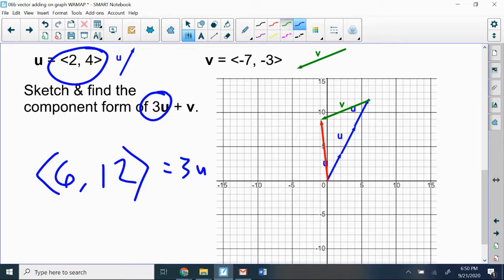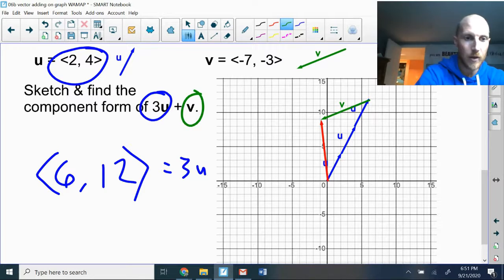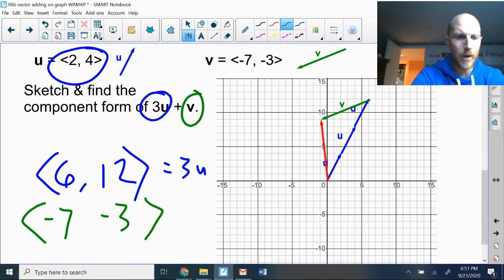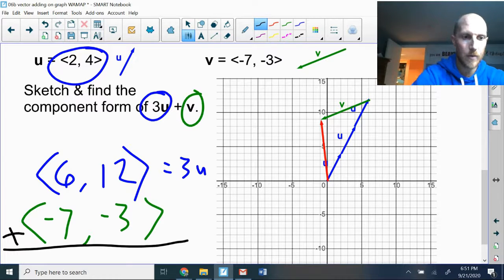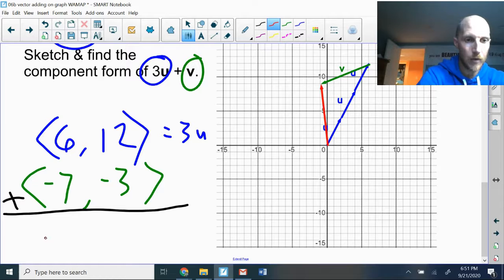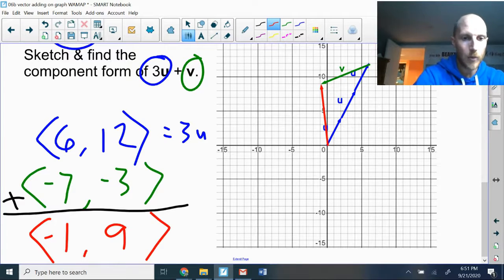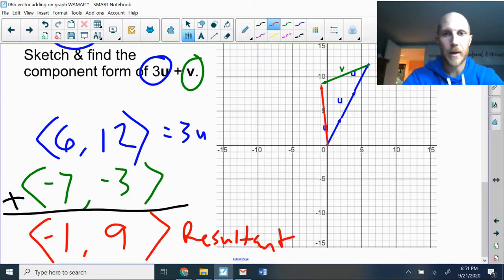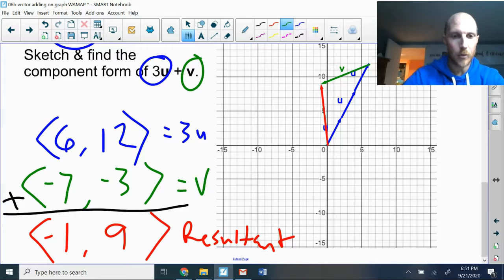And then I'm going to add that. I'm going to stack these up vertically so I can add straight up and down my columns, plus v. When I add this, I should get the component form that will match what I just drew in the graph over here, right? 6 and negative 7 is going to make negative 1, 12 and negative 3, that's 9. So my result is negative 1, 9. And I didn't label this one, that one was v.